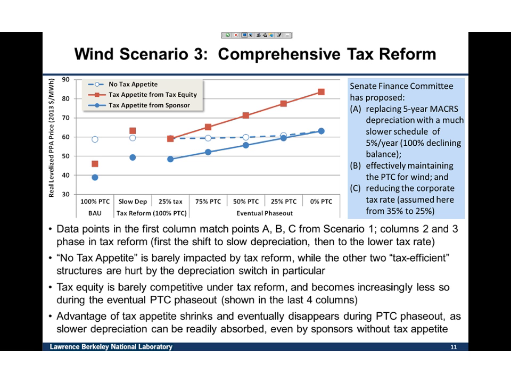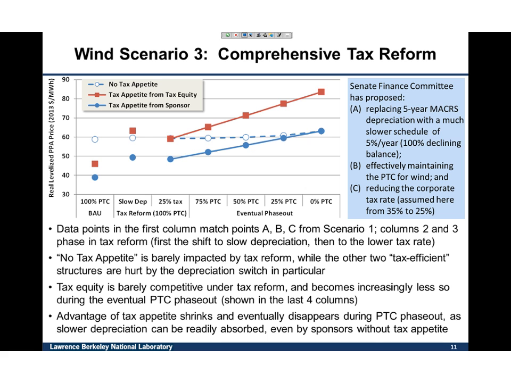You can also see that the difference between sponsors with and without tax appetite shrinks and eventually disappears during the phase out of the credit, and this is because the slower depreciation schedule is easily absorbed by the project itself, whether or not the sponsor has tax appetite.